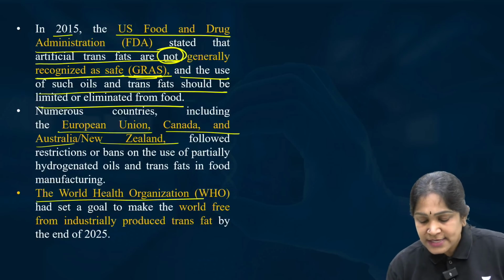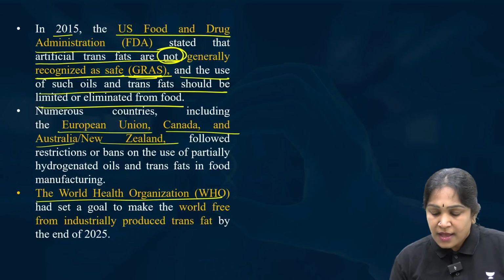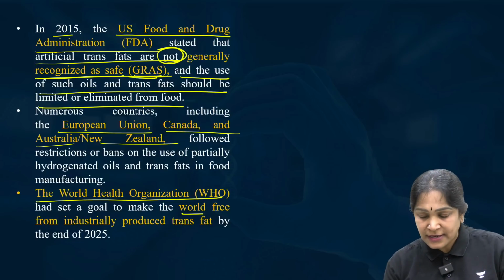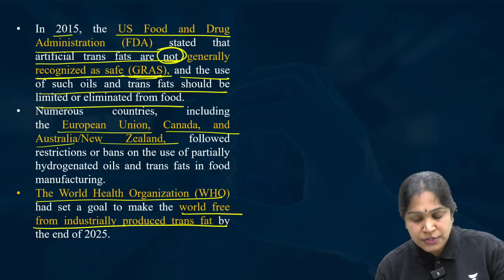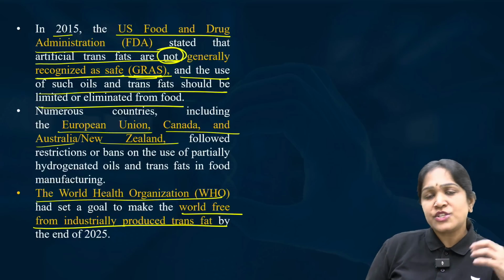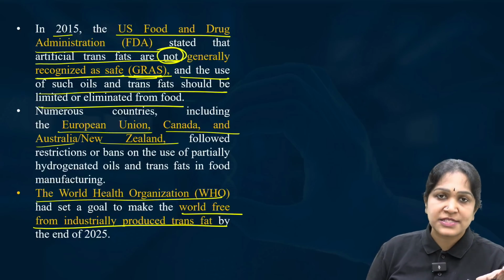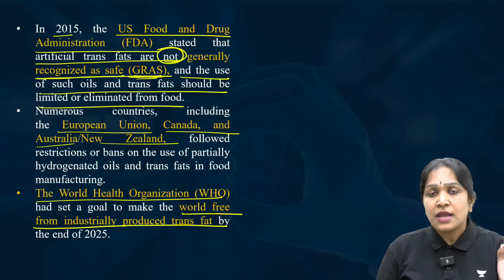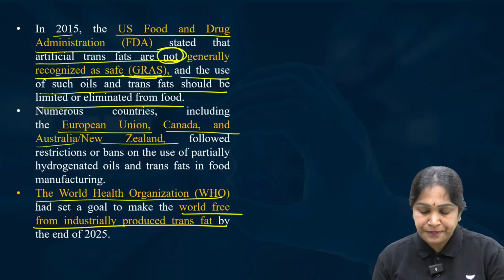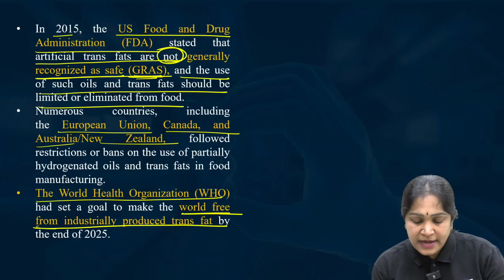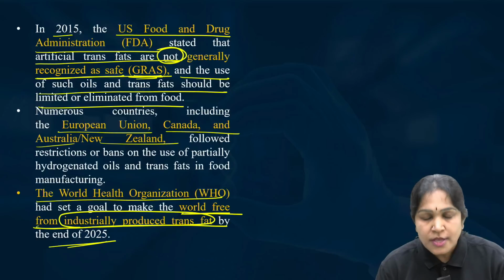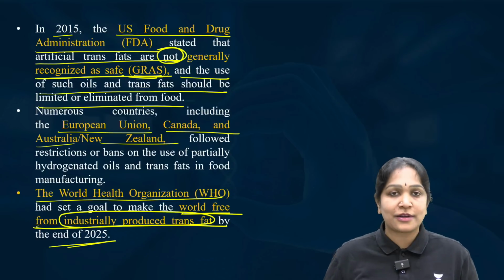The World Health Organization kept a target of having a world free of trans fats, free from the industrially produced trans fats. Naturally, we also have a very small amount of trans fats in our body formed due to various mechanisms, but most of these trans fats are formed industrially. So, WHO kept a goal of making the world free from industrially produced trans fat by the end of 2025. Let us see whether this goal will be met or not.